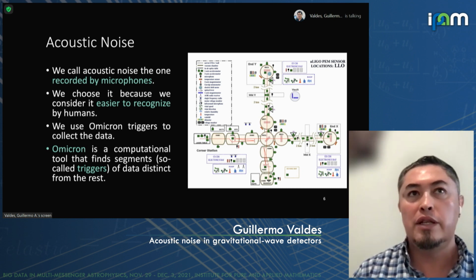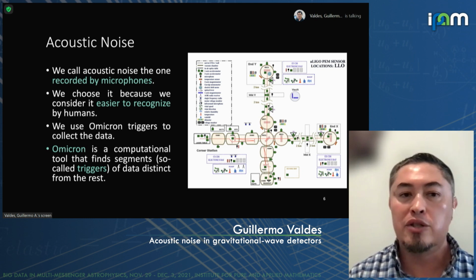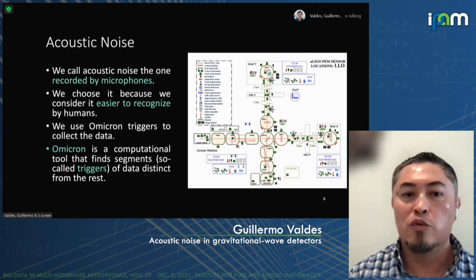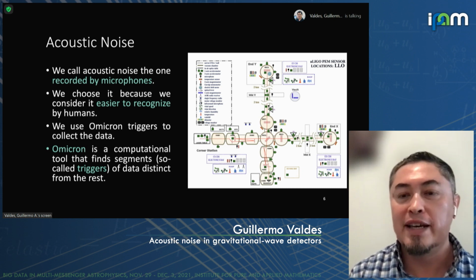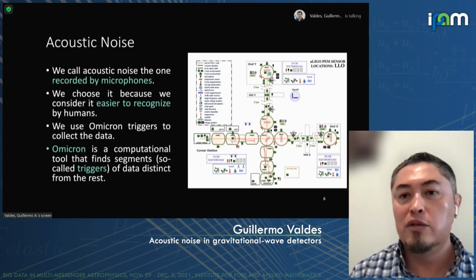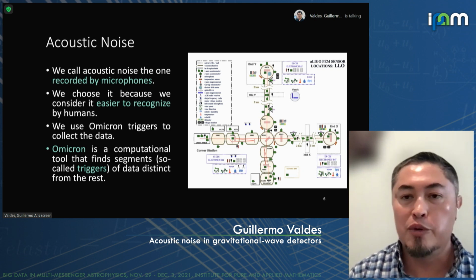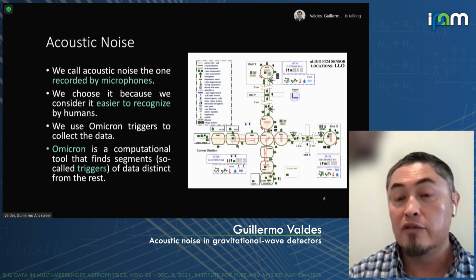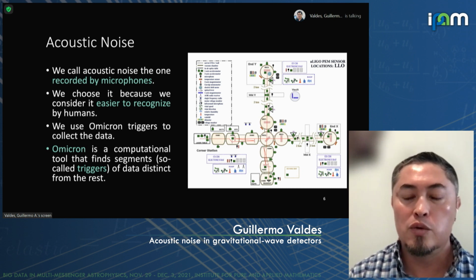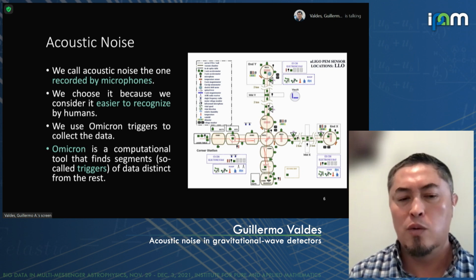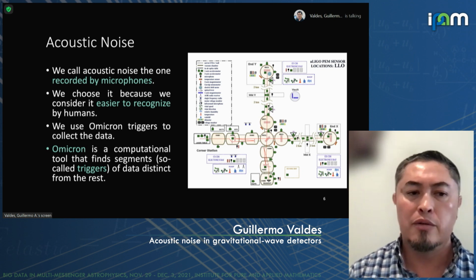Let me explain this. Let's say we have all these sensors, and now without any machine we want to recognize ground motion, right? It's going to be hard to replicate that. So what we do is listen to the microphone recordings: we just plug them into a speaker, and we can recognize that. So that's the main reason we decided to use acoustic noise, but we can do several other things. One important tool that we use is the Omicron.